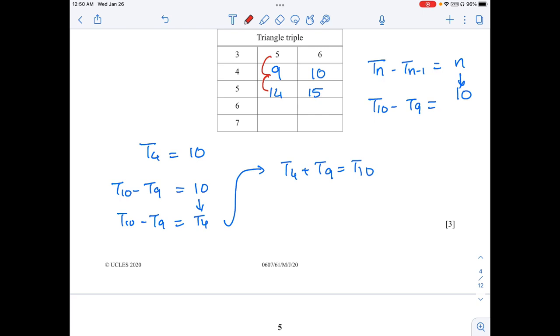So what is this difference? 4. What is this difference? 5. So the next difference should be 6, which is 20. The next difference should be 7, which is 27. Or you can prove it out in this way, but it is very tedious and time consuming. So we have to check the pattern and do that. Every time there will be a pattern.